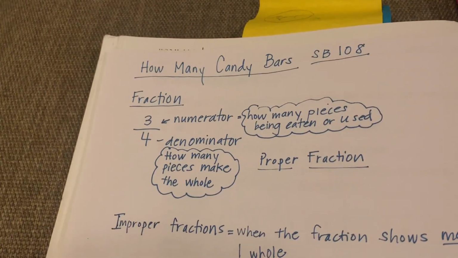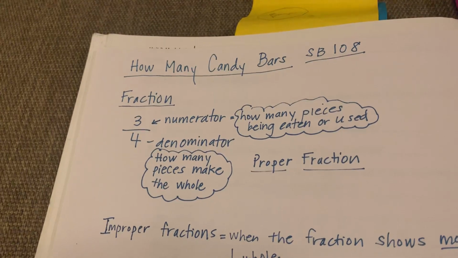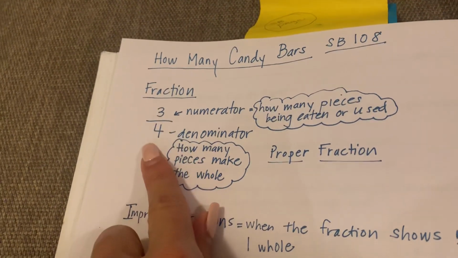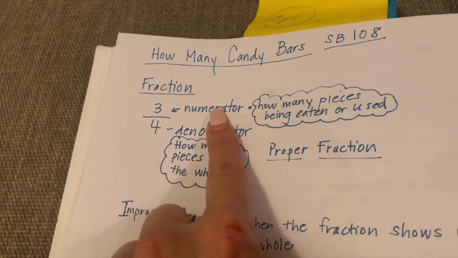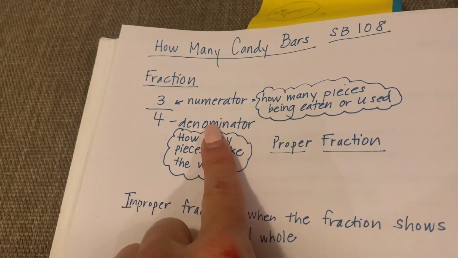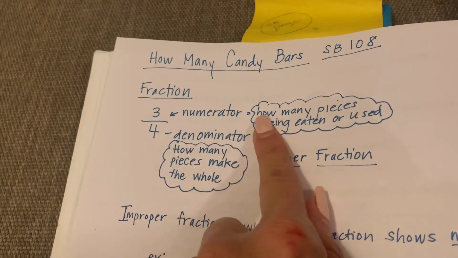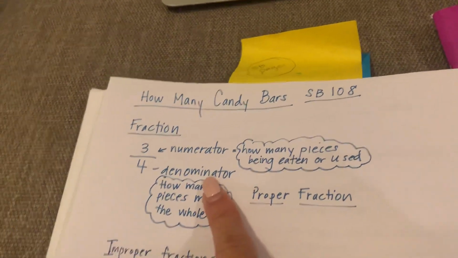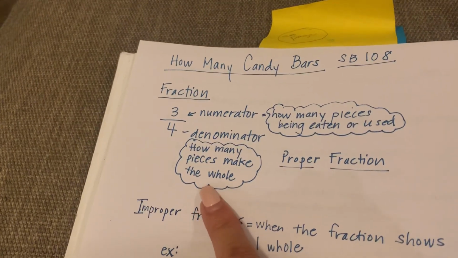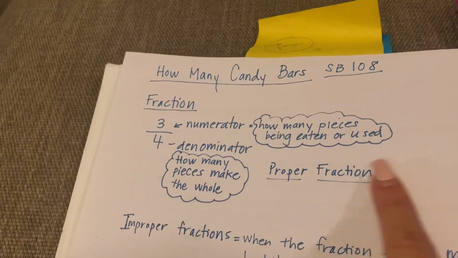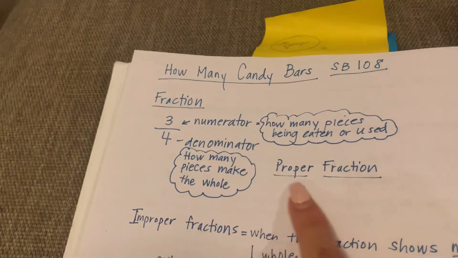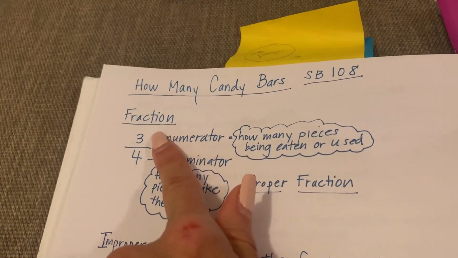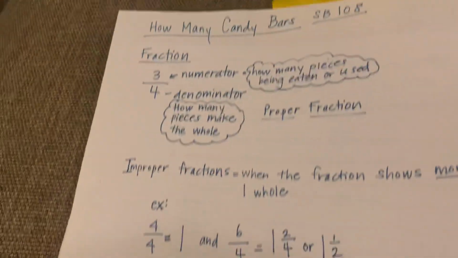So remember that a fraction is a number that's less than 1. So the top number for this fraction, 3/4, the 3 is the numerator, the 4 is the denominator. The numerator shows us how many pieces are being eaten or used up. The denominator is telling us how many pieces make the whole. This is an example of what we call a proper fraction, where the number on the top is smaller than the number on the bottom.